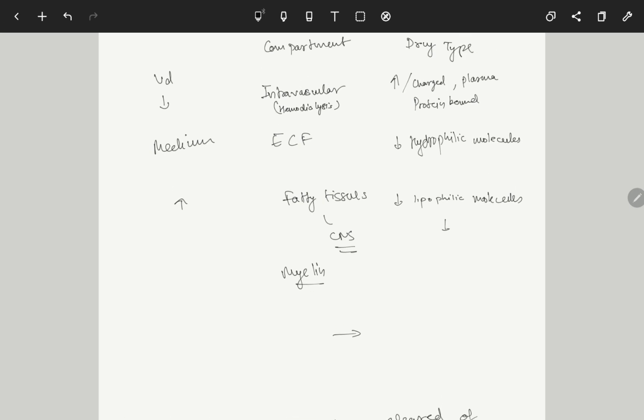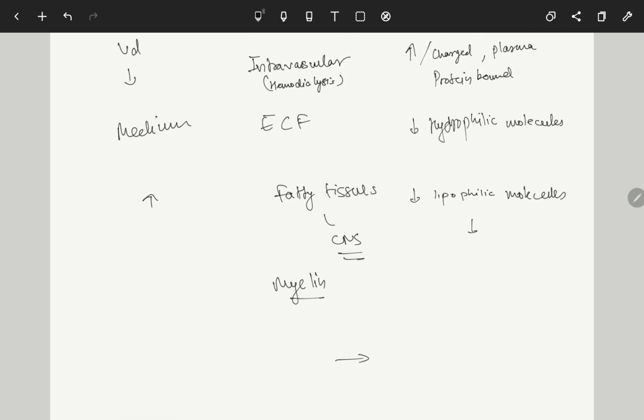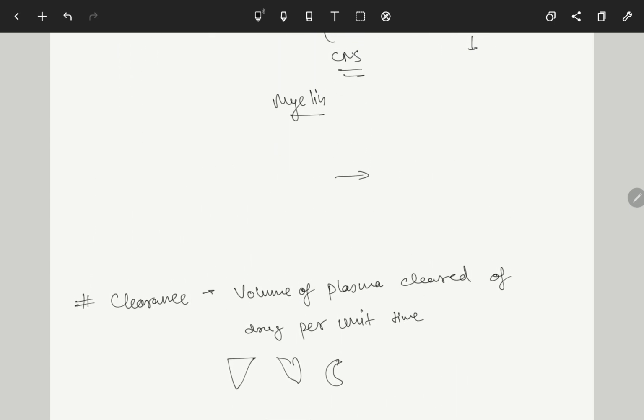Medium volume of distribution drugs are primarily in extracellular fluid. Okay, these are less hydrophilic molecules. Hydrophilic means water loving. And then there are drugs which have more volume of distribution, the CNS drugs like phenytoin.